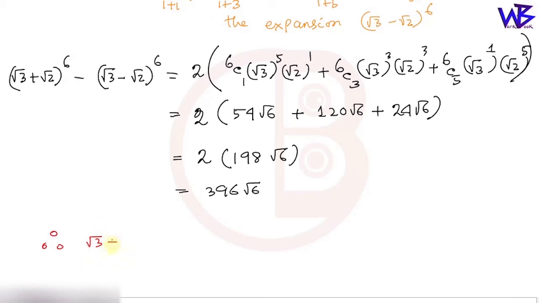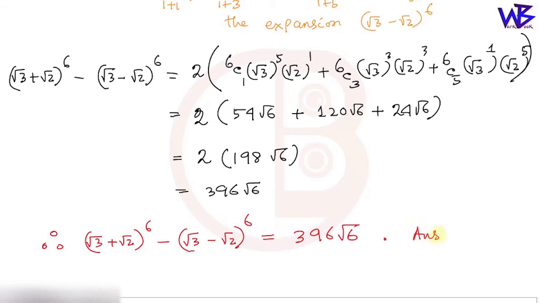Hence, we reached our final answer: (√3 + √2)^6 − (√3 − √2)^6 is equal to 396 times √6. This is our final answer.